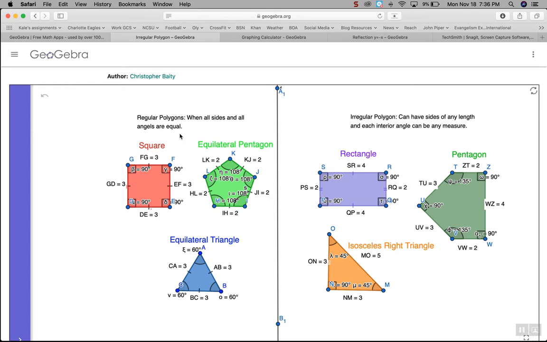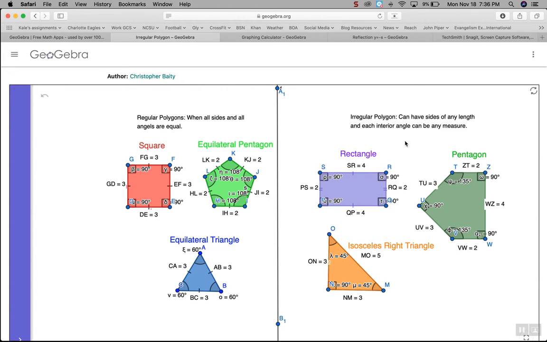First looking at regular polygons, we can see here that a square, of course, by definition, all sides are equal and all angles are equal. We can see the sides are equal to 3 and that the angle is equal to 90. An equilateral triangle, we can see that the sides are all 3 and that the angles on the inside equal 60 degrees. With the equilateral pentagon, we can see that all the sides are equal to 2 and that the angles on the inside are equal to 180.